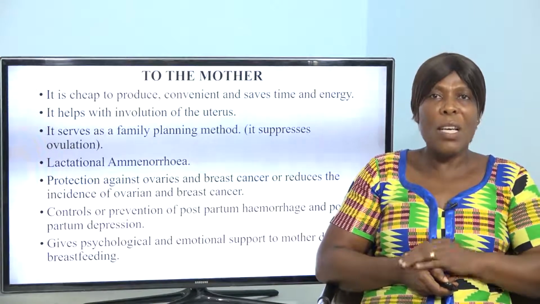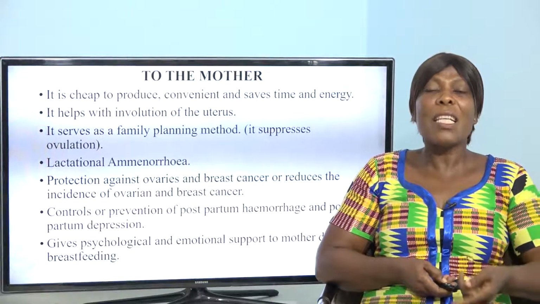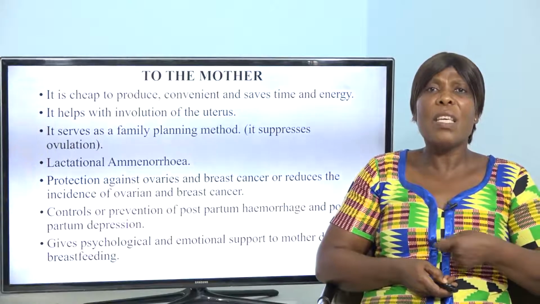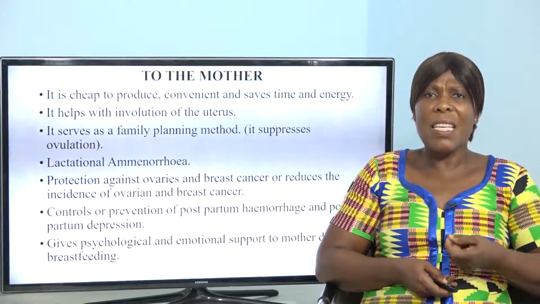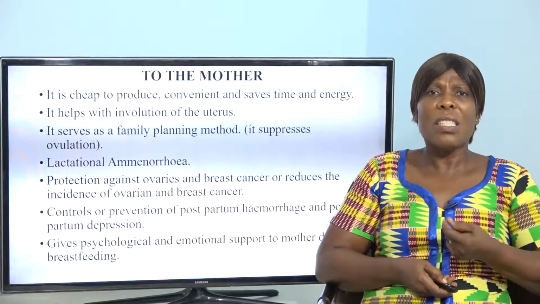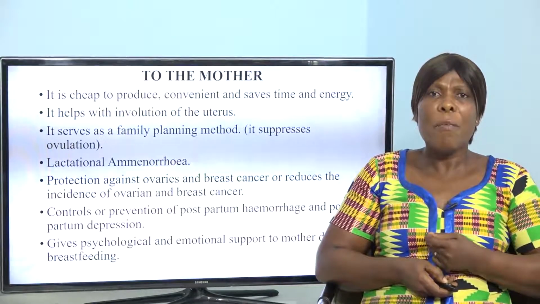Therefore, no pregnancy. Because some people, within the first 6 weeks, start menstruating. But if you keep on breastfeeding the baby exclusively, day and night, there will be no production of what? The eggs. So there will be no ovulation. Therefore, the woman will never get pregnant.